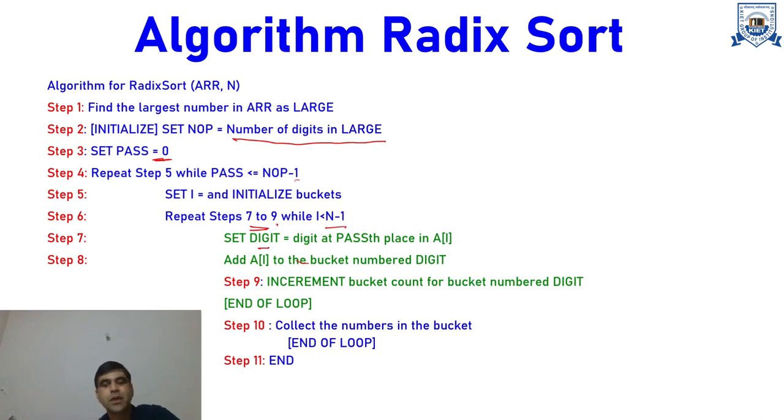And every time we have to increment the bucket count, right? And finally, the loop goes back to repeat step 5, and step number 5 says repeat steps 7 to 9. When you come out of this loop after the number of passes, your list will be sorted. So this is one simple algorithm using the simple procedure which we have already discussed, written in the form of steps.